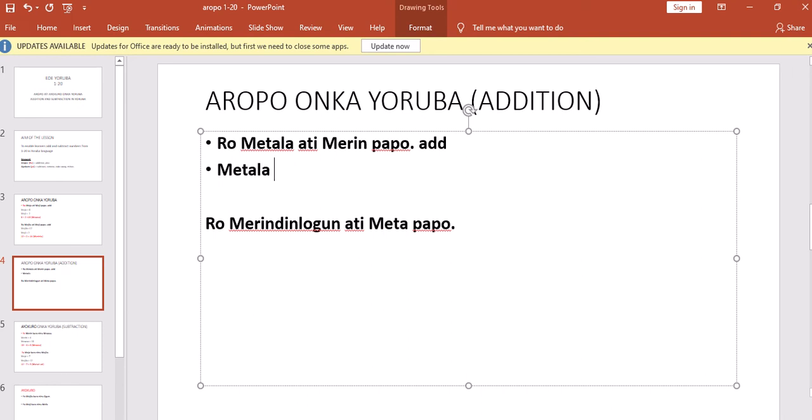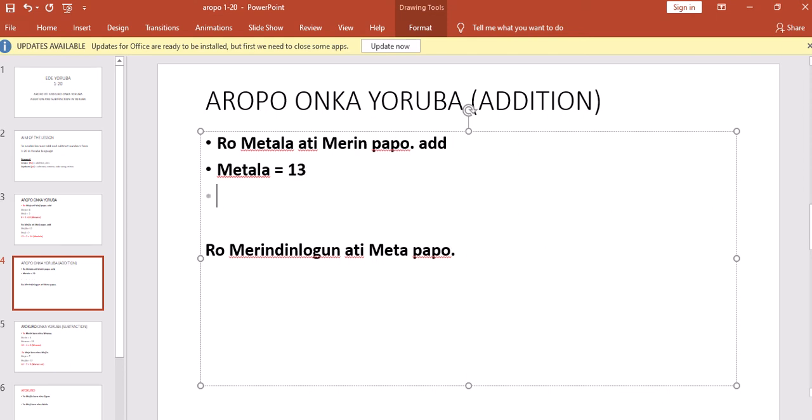Mẹ́tàlá, kí ni mẹ́tàlá ní èdè English? Ní èdè òyìnbó, mẹ́tàlá is 13. 13, mẹ́tàlá. Then mẹ́rin, kí ni mẹ́rin? Mẹ́rin, kí ni mẹ́rin ní èdè òyìnbó? Mẹ́rin is 1 lókan 2 èjì 3 ẹ̀ta 4 mẹ́rin. Excellent. 4 is mẹ́rin. So the question is saying add.